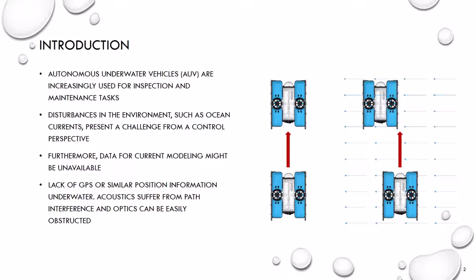Autonomous underwater vehicles, or AUVs, have seen increasing use in places where humans would find it difficult to reach or be able to operate, such as maintenance, inspection, and exploration in subsea environments. However, disturbances in these environments, such as ocean currents, present a challenge from a control perspective. Furthermore, data for this current modeling might not be available to help update the models used to control the robots.